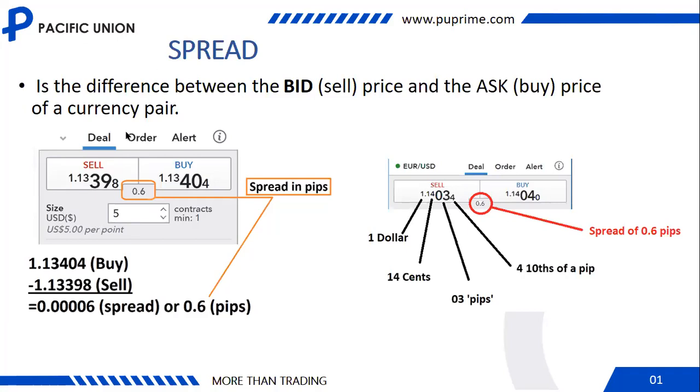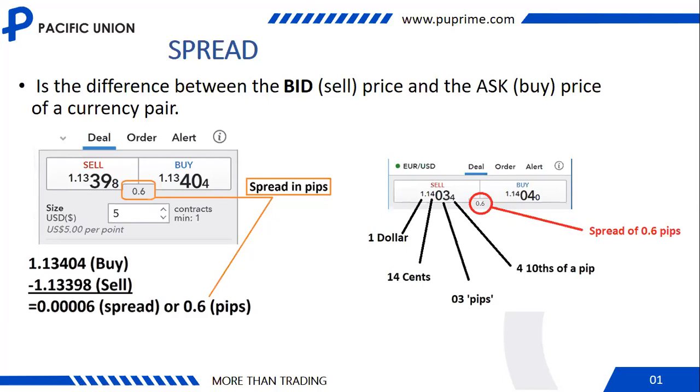Okay, so let's continue. Now we're talking about the spread. Spread is the difference between the bid and the ask price. Yes, we talked about that earlier. Don't forget that in the previous slide, we spoke about the ask price being greater than the bid price, that is, the bid price being lower than the ask price.